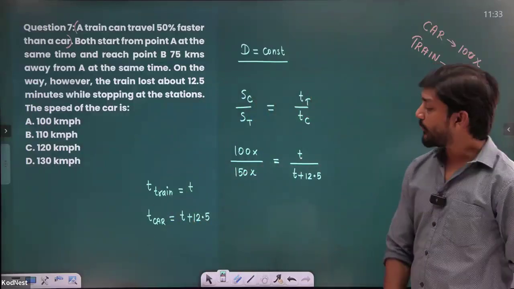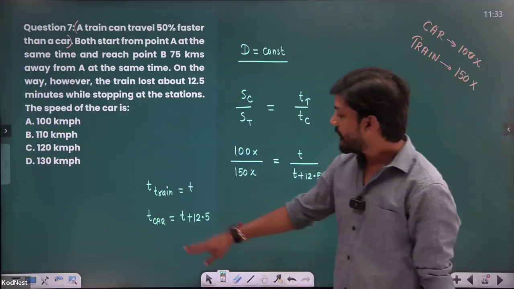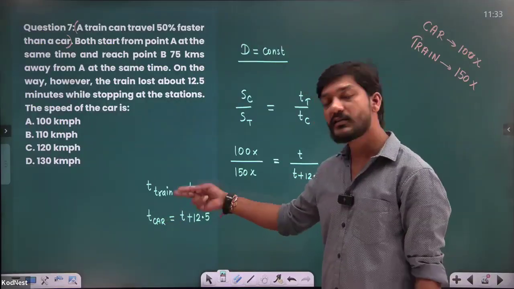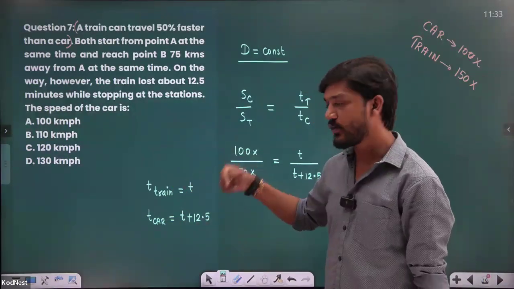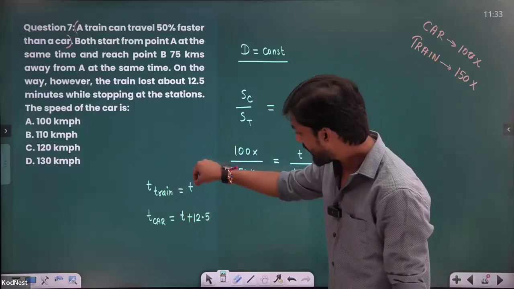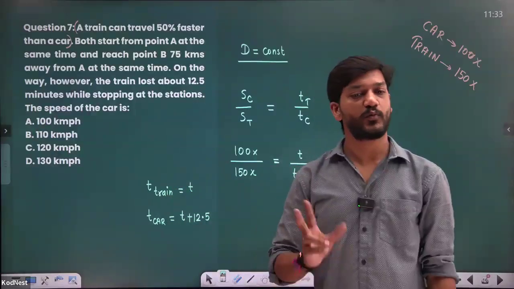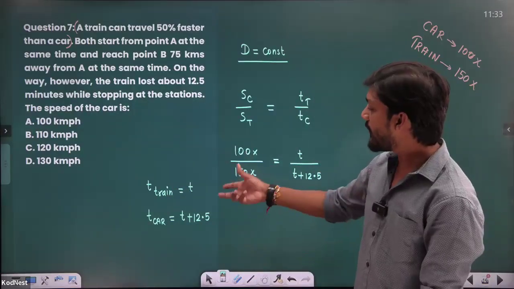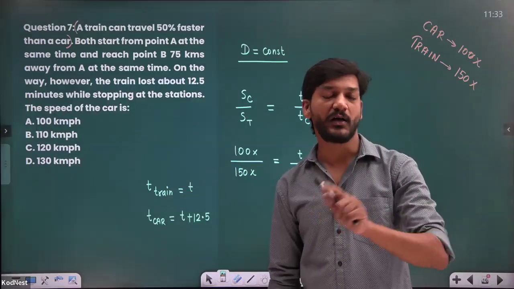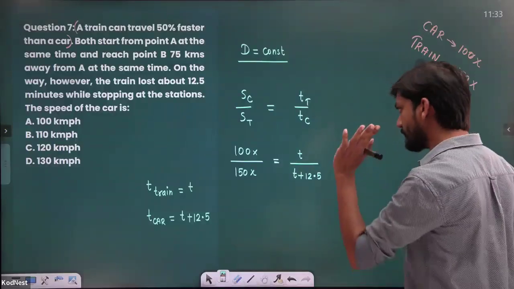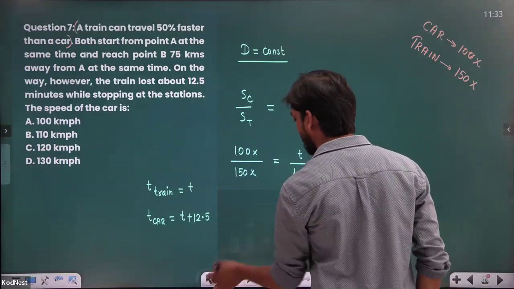So previously we have taken opposite. We have taken this as t and this as t minus 12.5. Now it is t and t plus 12.5. So both ways it is right. Only the meaning has changed. Now t belongs to the train. Previously t belonged to the car. Now we have to solve this.